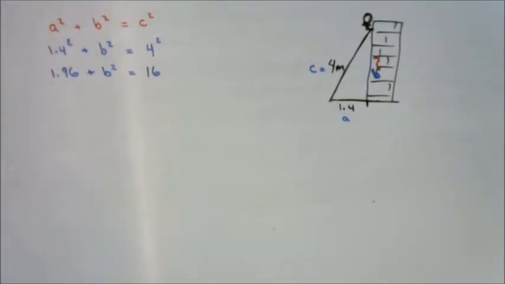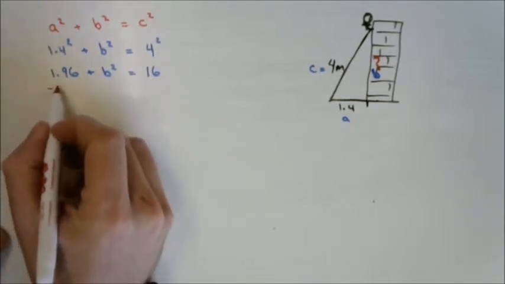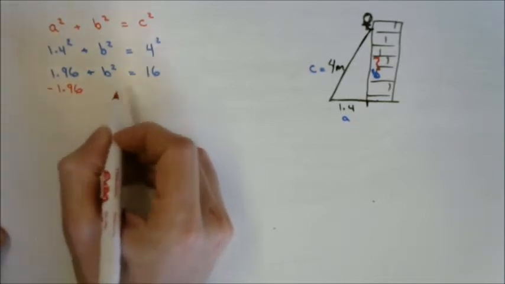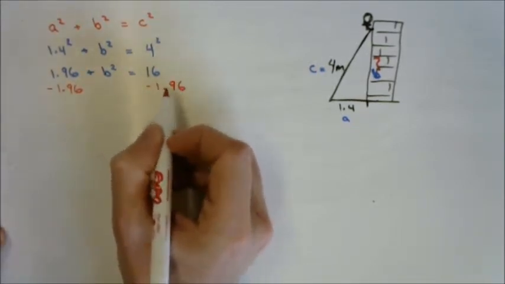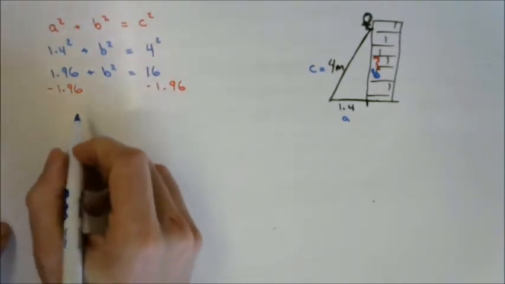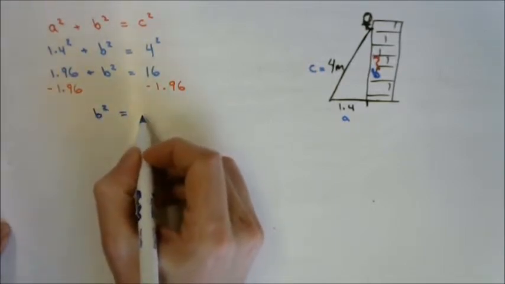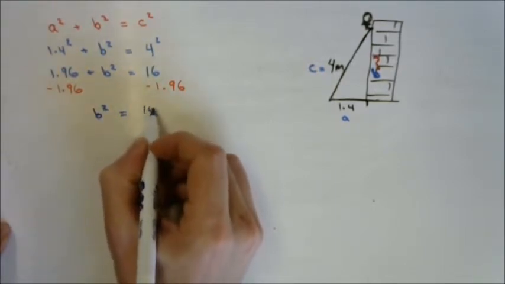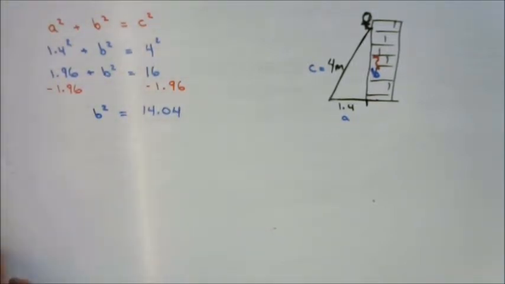Now, how are we going to isolate B? We're going to subtract 1.96 from both sides. If we do one thing to one side, we have to do it to the other side. On the left, we're just left with B squared, and on the right, we're left with 14.04. Okay, don't round too early.